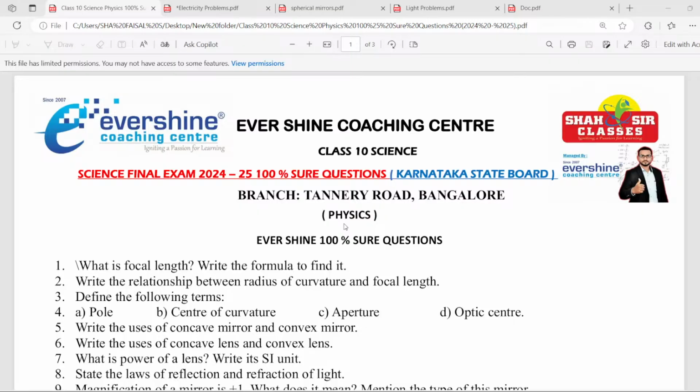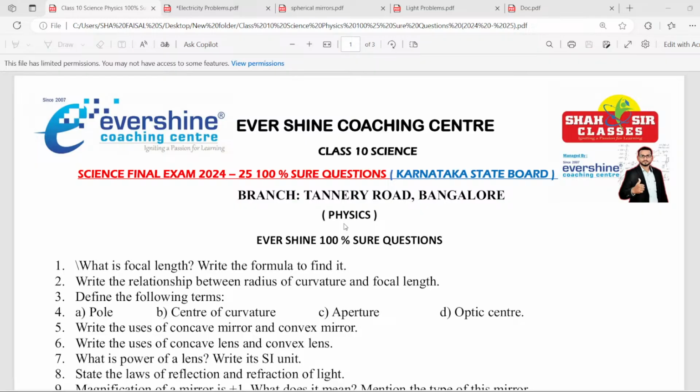So this is the last session for this academic year from Shah Sir Classes and Evershine Coaching Center for all the class 10 students. I hope till here you all have done well, you are prepared well. Maybe you are finding the numericals part somewhat difficult. I have received messages from most of the students regarding the numericals part and also the physics part. They are a bit confused about what to study and what not to study from physics and also from the rest of the chapters.